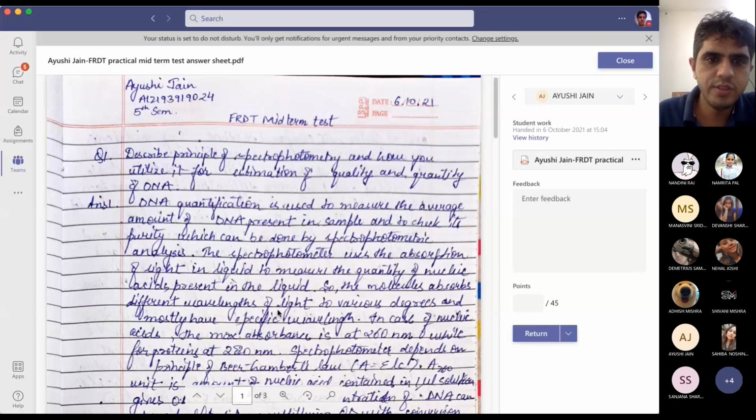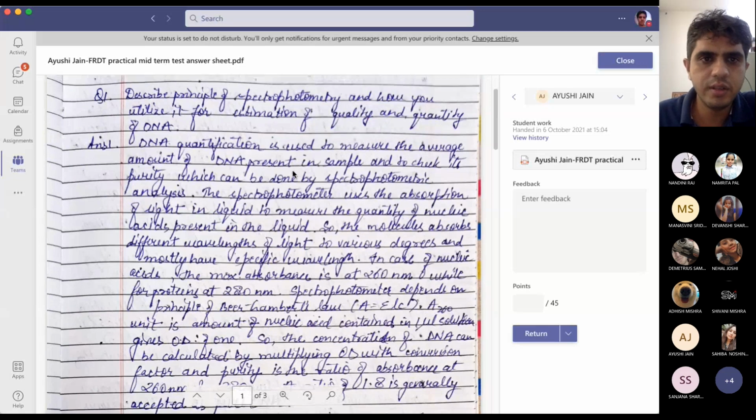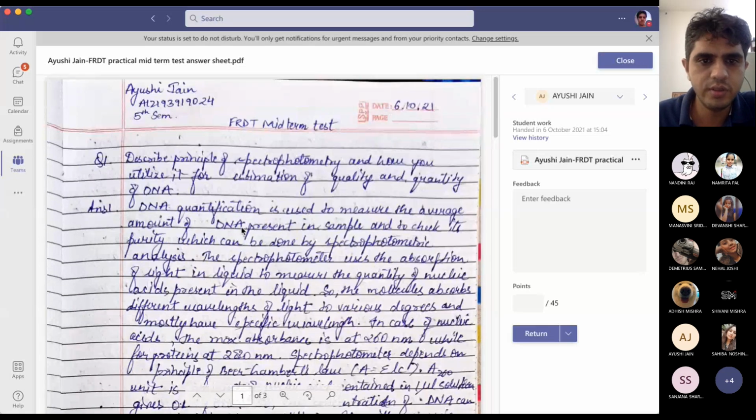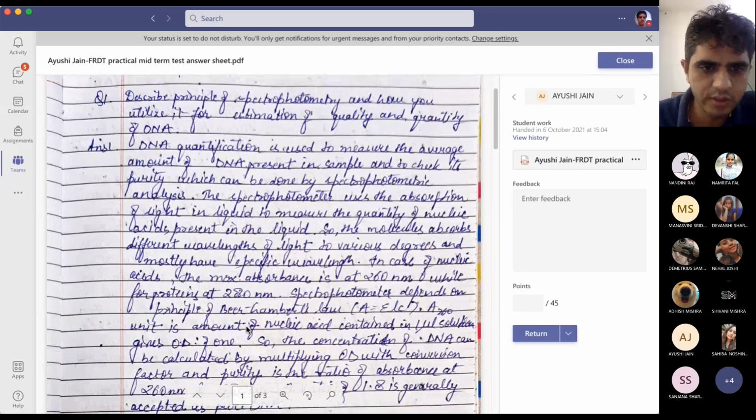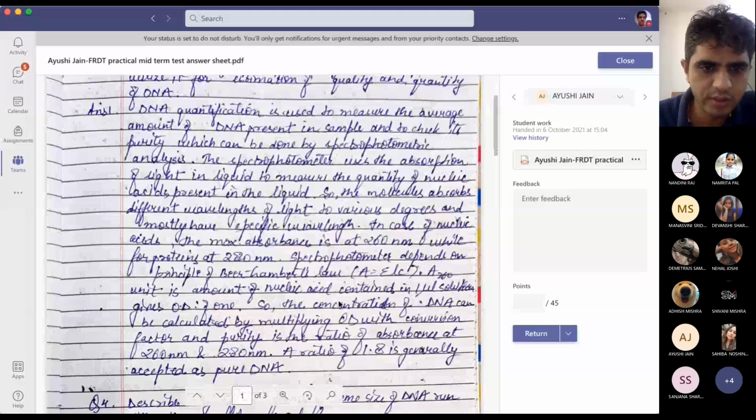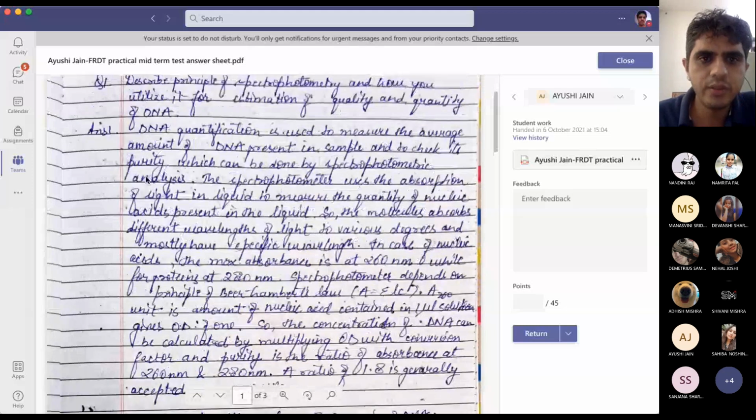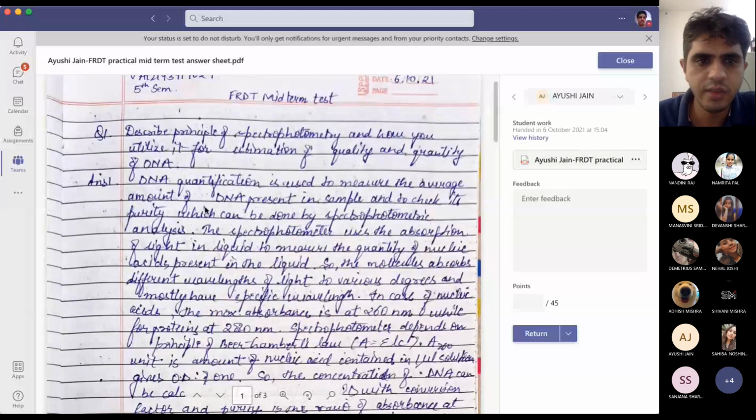Okay, so first is the principle of spectrophotometers. Here it is used to measure the amount of DNA. So where is the principle of spectrophotometer? Okay, so DNA quantification is used to measure the amount of DNA present in the sample, and to check purity, which can be done by spectrophotometer analysis.